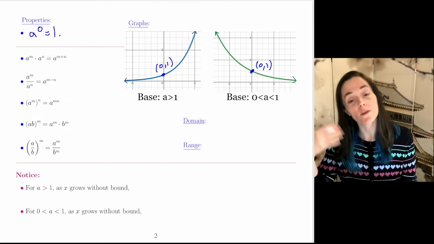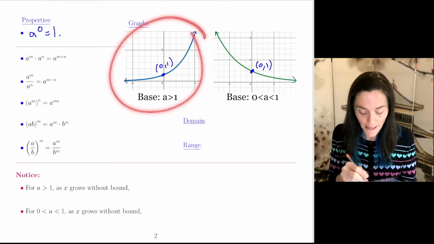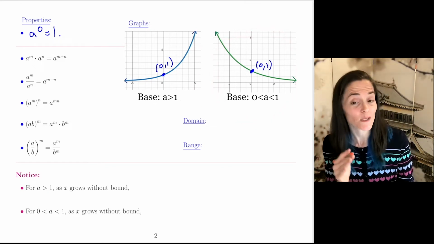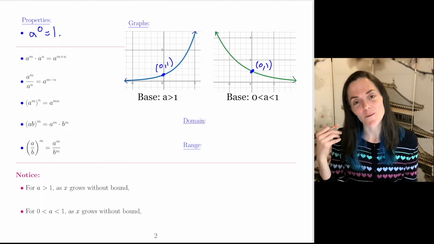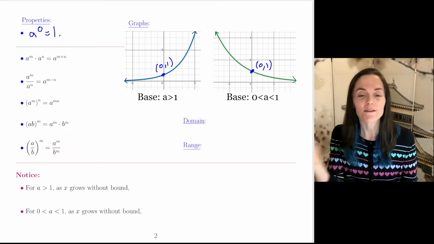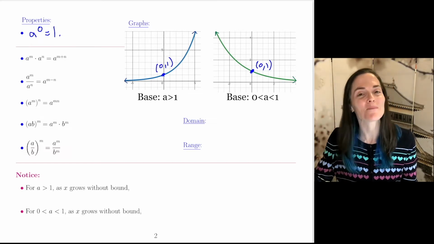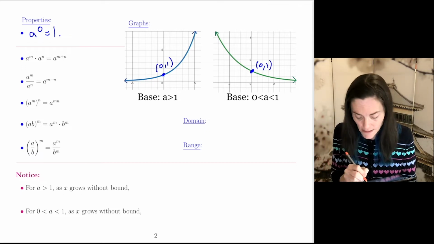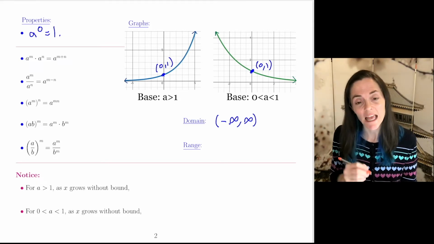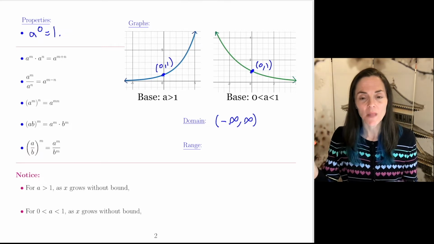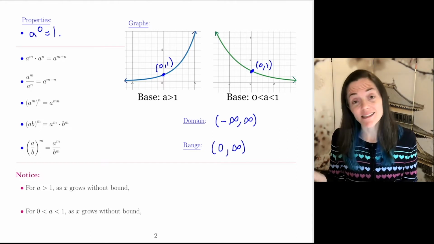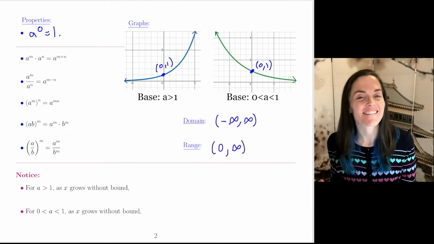And this picture shows you the basic shape where you have a base bigger than 1, just like we saw with 2 to the x and 3 to the x, and the basic shape when you have a base between 0 and 1, just like we saw with (1/3) to the x and (1/2) to the x. Now, no matter the base, provided you have a positive base not equal to 1, the domain of these functions is all real numbers, minus infinity to infinity, but the range is not. You notice, just looking at the graph, the range is 0 to infinity. We only get positive numbers as outputs of these functions.